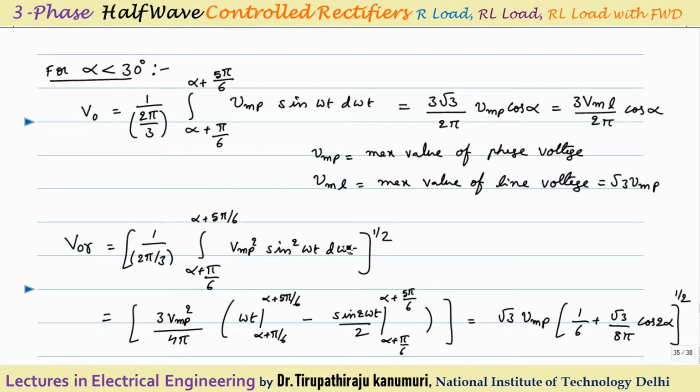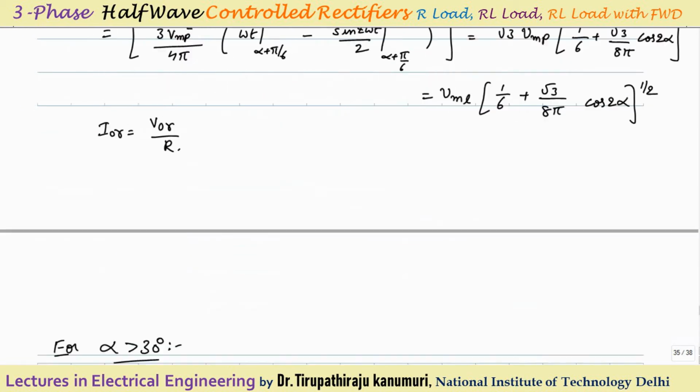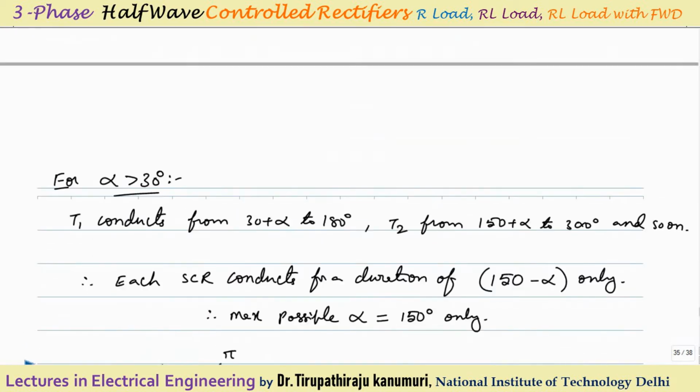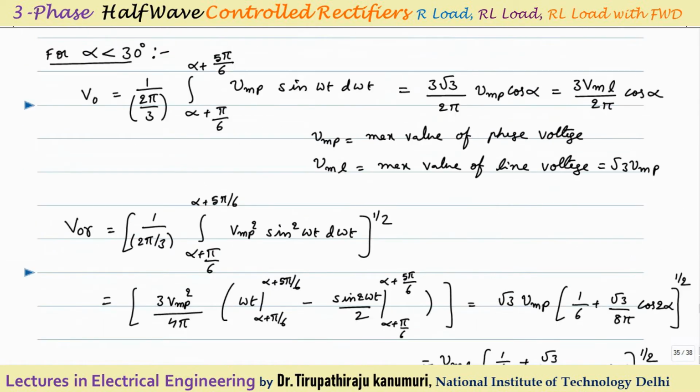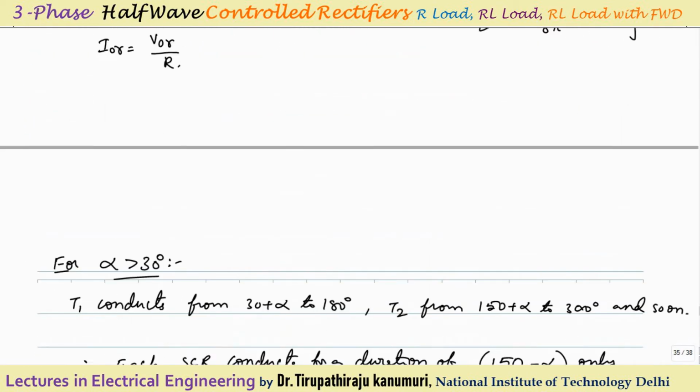Only thing is I have to do square and to the power of 1 by 2. So when you calculate it, you will get this answer in this way. So now the RMS value of the output current will be equal to the RMS value of the output voltage divided by resistance, because it is a resistive load. Similarly, I can tell the average value of the output current. The value of the output current I0 will be equal to V0 divided by R. That is my average current that is coming at your output.